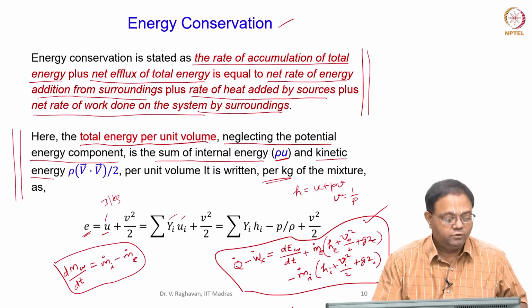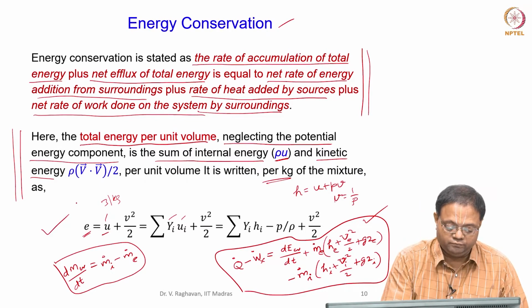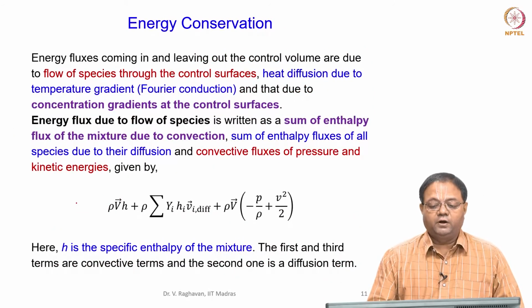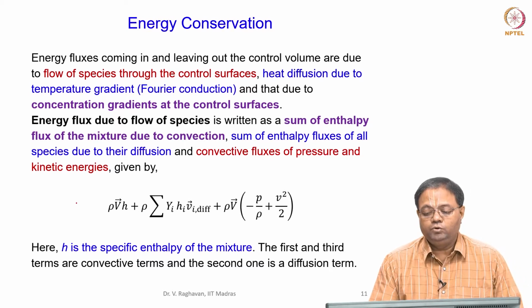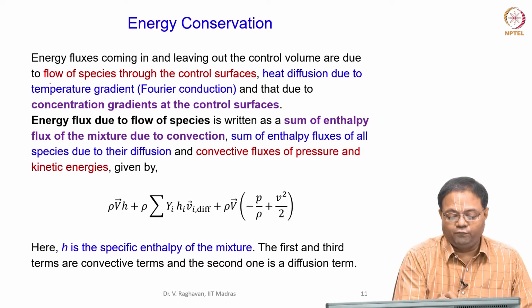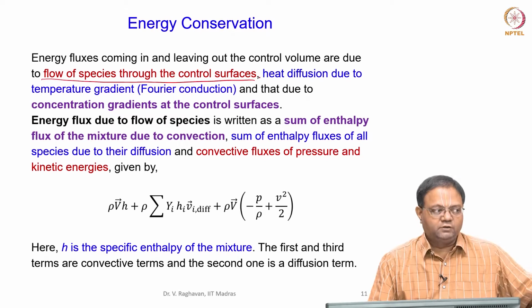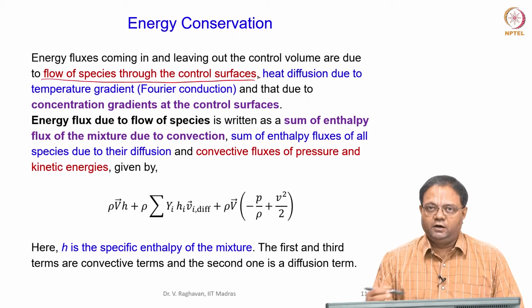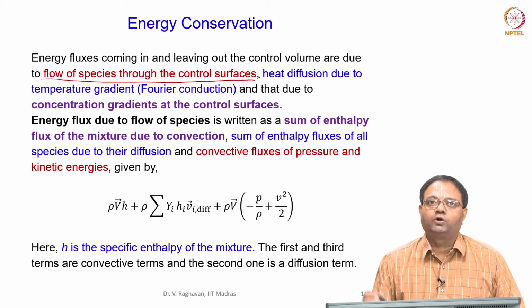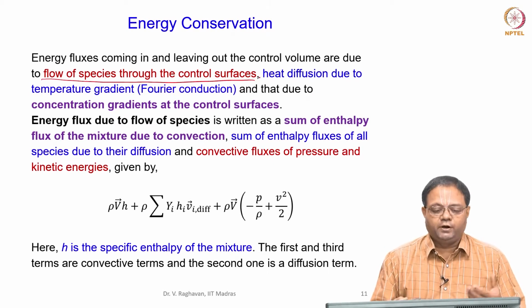So, let us see one by one the terms. So, this total energy changes within the control volume as a function of time. So, that we have to conserve. Next is energy fluxes coming in and leaving out of the control volume, okay, are due to several things. The first one is the flow of species through the control surfaces. So, several species, actually the mixture is crossing the control surface, coming into the control volume, and again through a control surface it is going out of the control volume.